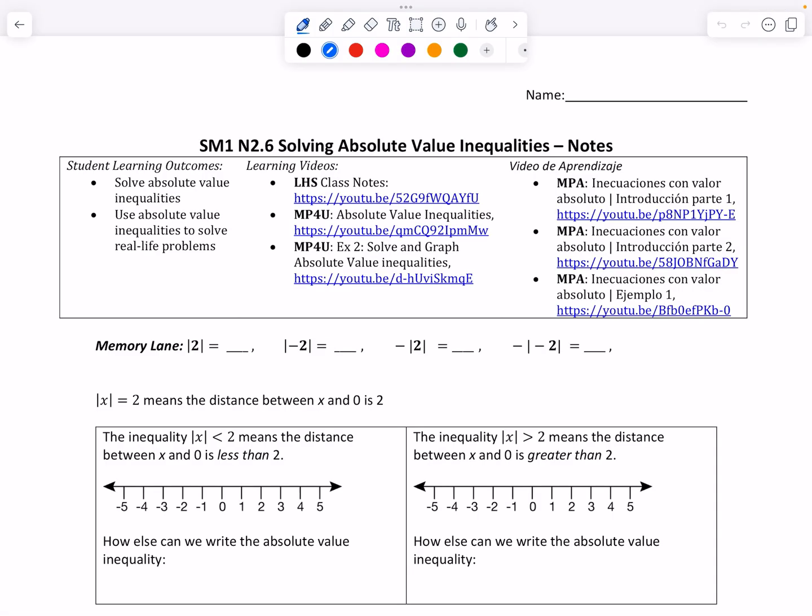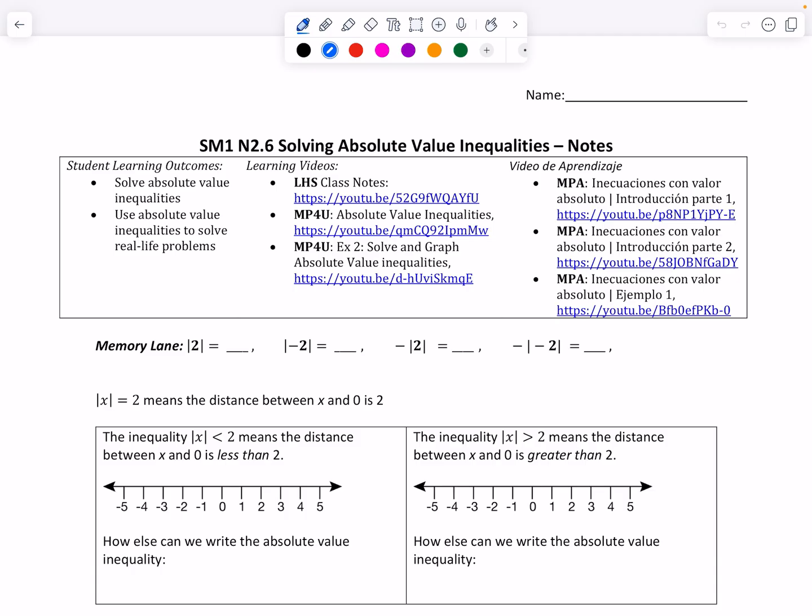Okay, this is the last set of notes for term 1 of secondary math 1, and this is kind of compiling everything we've learned about. We're dealing with solving, we're talking about absolute value, and we're talking about inequalities, so let's go. All right, so memory lane, a few reminders.